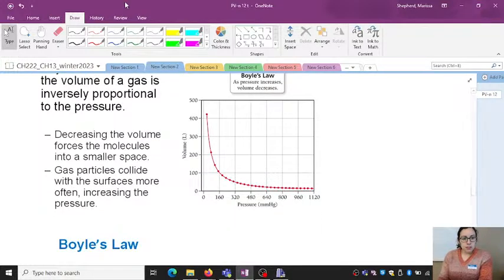And so what do you notice, though? Let's just talk about it. What happens here? What's going on as it kind of plateaus out? And what do you know about real-life gases, too?